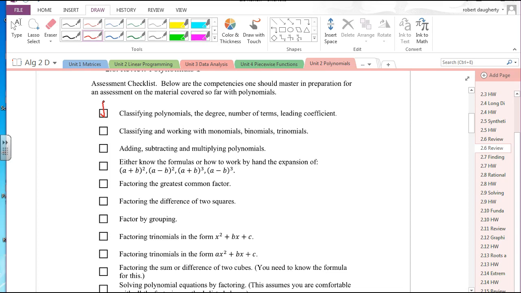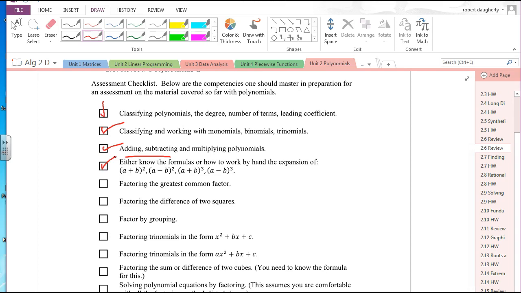Working with monomials, binomials, trinomials, adding, subtracting, and multiplying those. We focused on multiplying, but there'll be a couple of examples today of adding. You know how to do that. How to expand certain things. There are formulas for each of these. You can either know the formulas or know how to derive them.